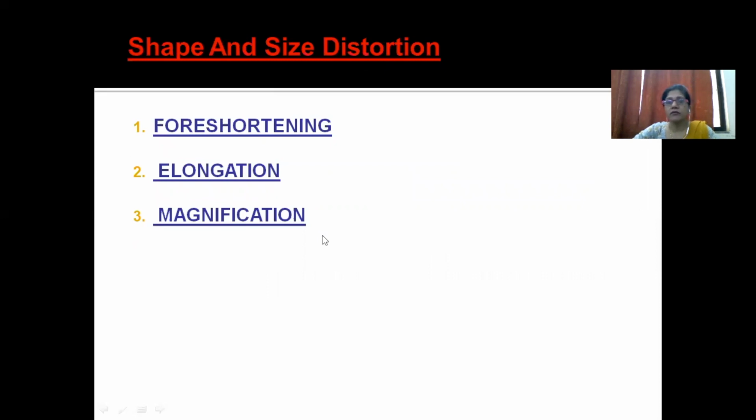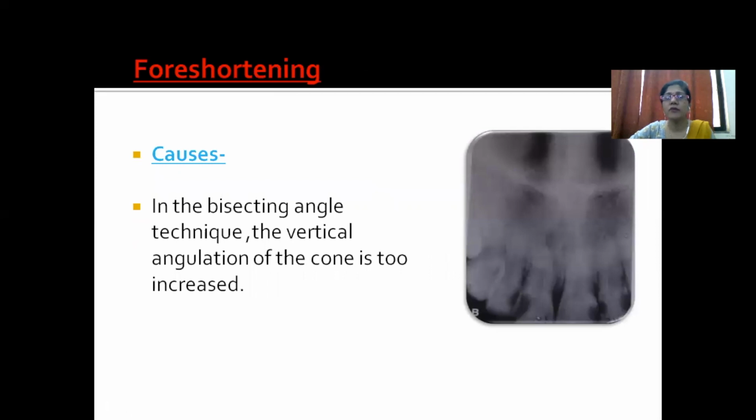Again, there are certain image distortions which may cause size and shape distortion, like foreshortening, elongation, and magnification. What do you mean by foreshortening? The term itself means shortening of the image. What are the different causes? In the bisecting angle technique, the vertical angulation of the cone is too increased. So can you see all the root apices and the teeth appear to be shortened.